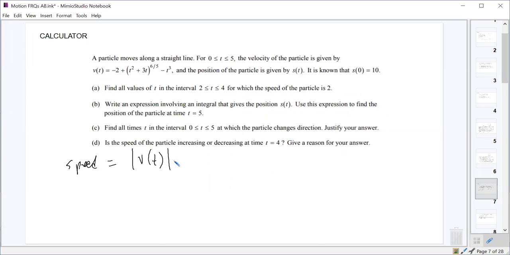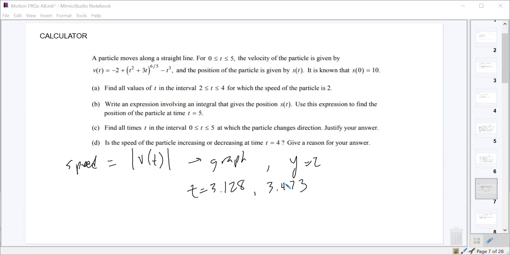So we will remember that the speed of a particle is the absolute value of the velocity. And so all you need to do is just graph the absolute value of the velocity and graph y equals 2 and see where they intersect. And you would find that happens on that interval at 2 different places that you would round to 3 decimals or more, 3.128 and 3.473.